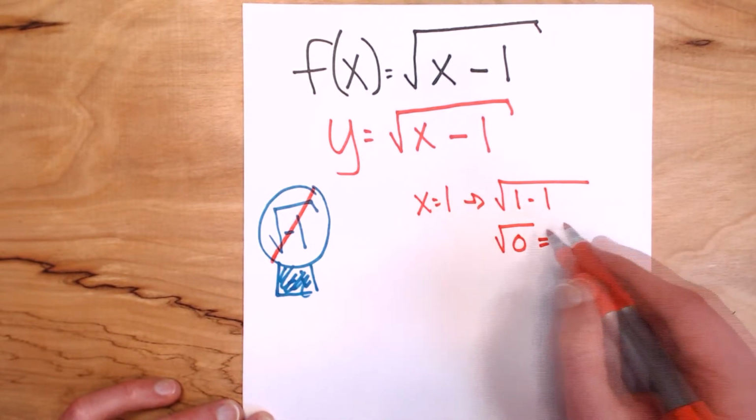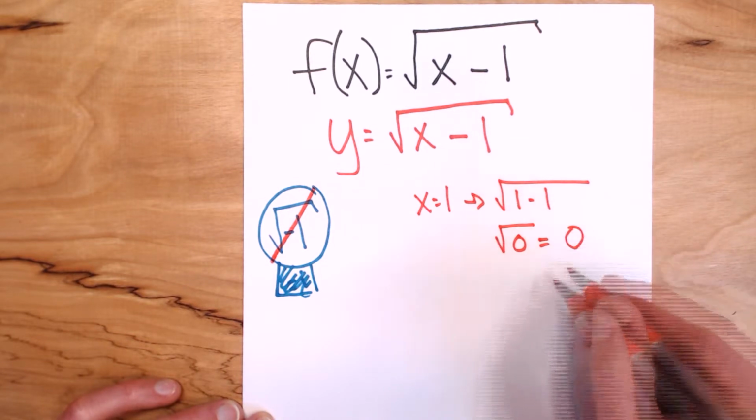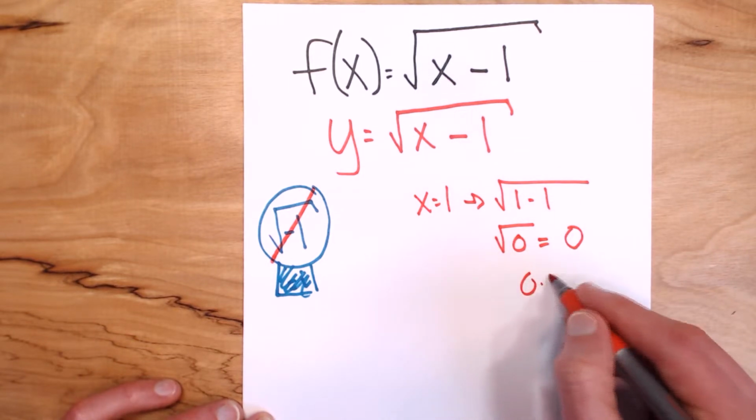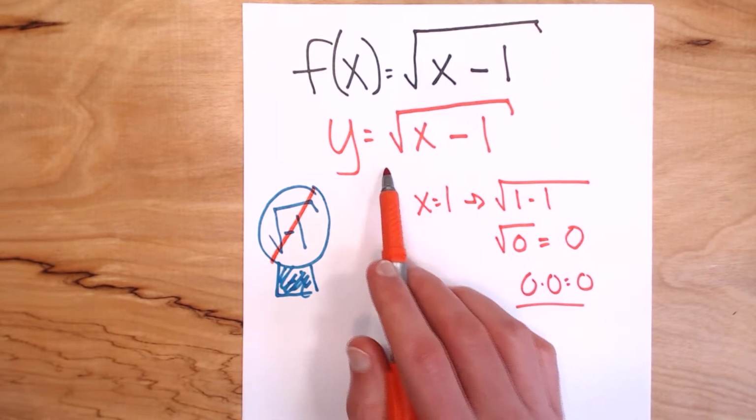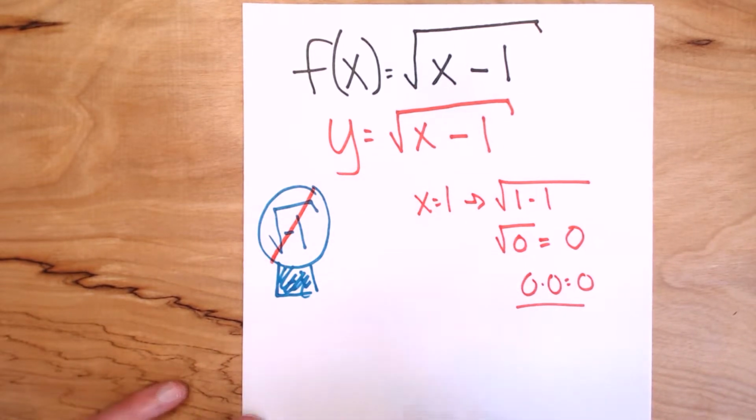Is that a problem? It's actually not, because the square root of 0 is just 0. Because as we know, 0 times 0 is just 0. No problem. All right, so when do we run into trouble here? What if x equals 0?